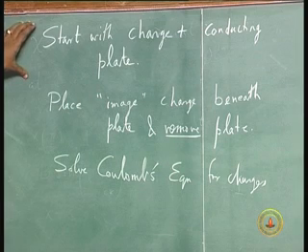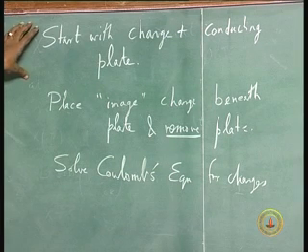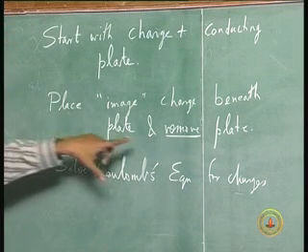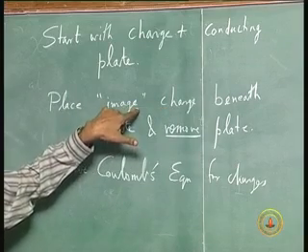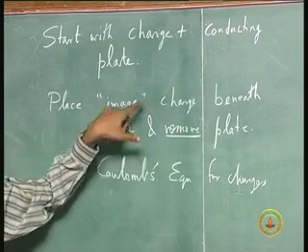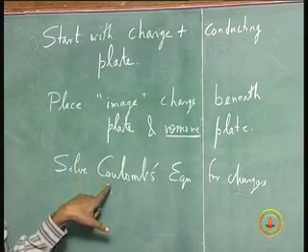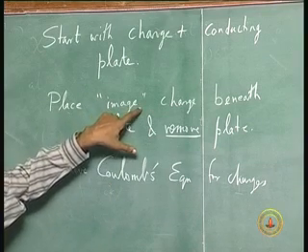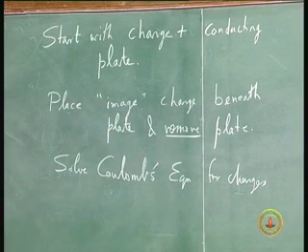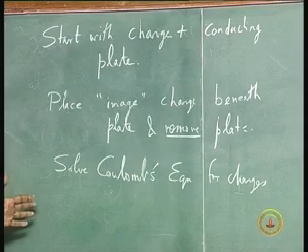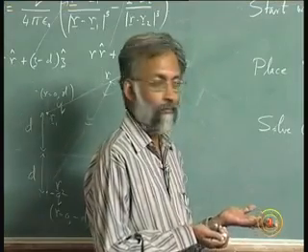We start with the problem charge plus conducting plate. We replaced the plate by an image charge. Having replaced the plate by an image charge, we could use Coulomb's law and we get the electric field. The important point about this is we are solving a different problem. We are not solving the same problem at all.